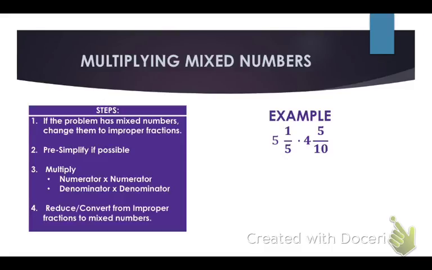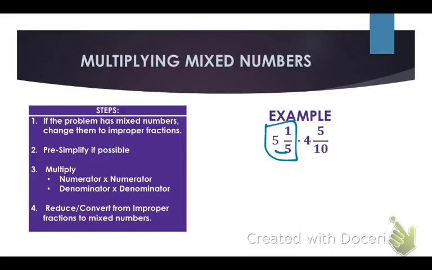For those of you that have your graphic organizer in front of you, you will see that there are 4 steps, and we're going to go through those 4 steps and show you an example. The main example is in the top right of your graphic organizer. All right, so step number 1. If the problem has mixed numbers, you have to change them to improper fractions. Literally, that's the first step. You're going to change your mixed numbers into improper fractions.